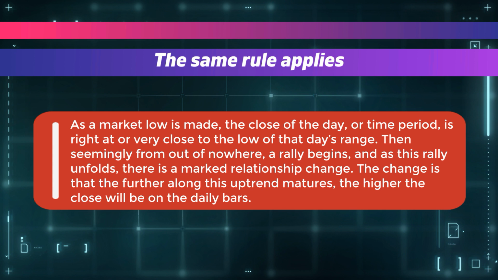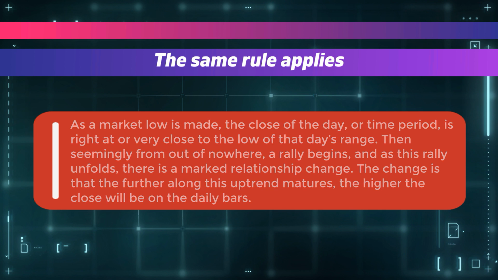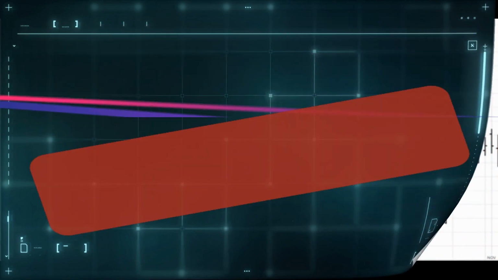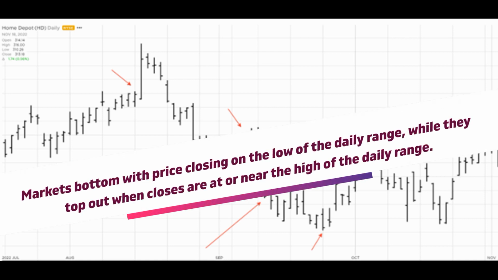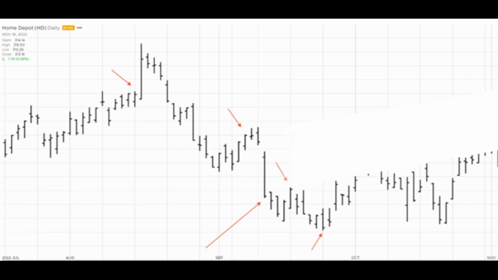Then seemingly from out of nowhere, a rally begins, and as this rally unfolds, there is a marked relationship change. The change is that the further along this uptrend matures, the higher the close will be on the daily bars. The figure presents a stylized view of this relationship change. Markets bottom with price closing on the low of the daily range, while they top out when closes are at or near the high of the daily range.